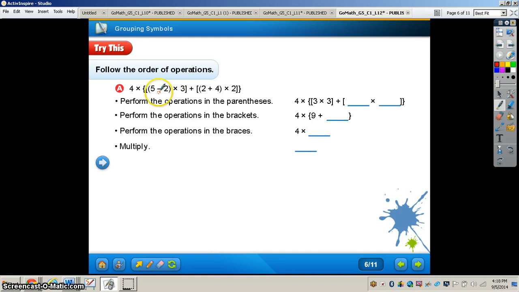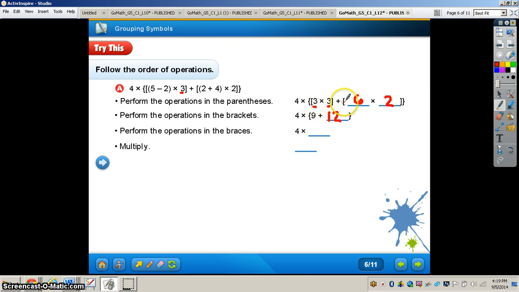Okay, so we have the 5 minus 2. You can see here that's our 3. And then we have our times 3, we keep it there, plus, and then we have 2 plus 4 is going to give us 6 times 2. All right, then from here, perform the operations in the brackets. Okay, so we have 3 times 3 giving us 9. 6 times 2 is going to give us 12.